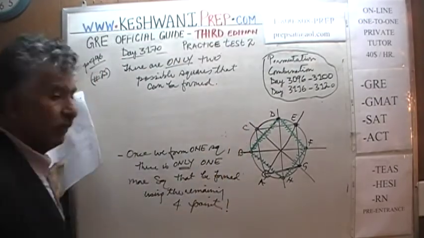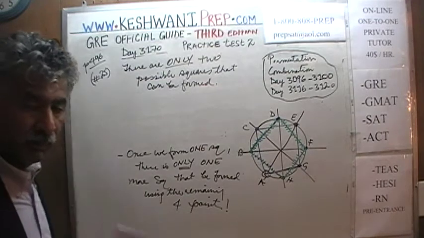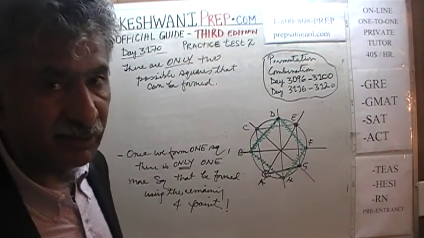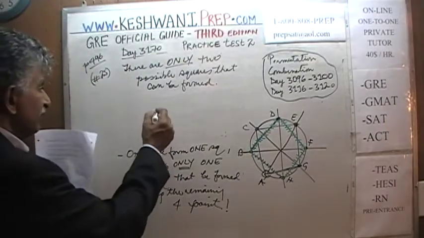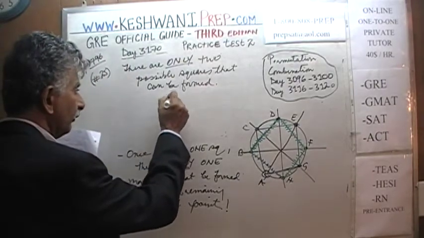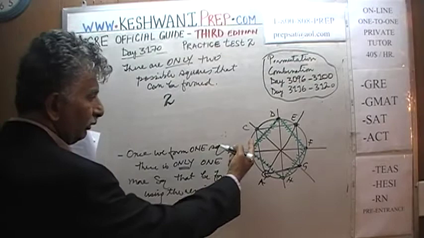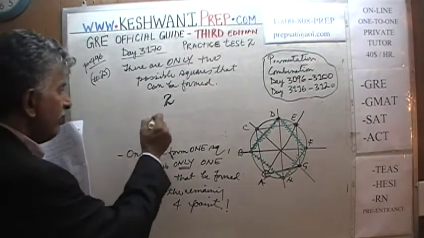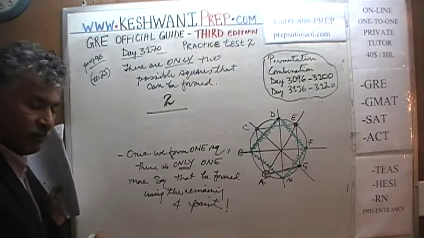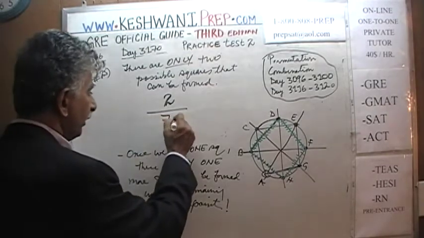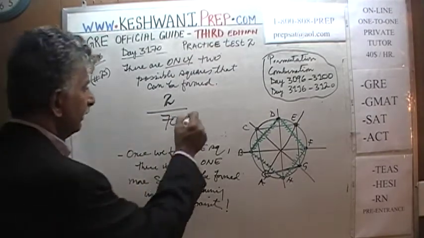So how many favorable outcomes are there? Favorable outcome in the sense that we get what we want. What we want is a square. Well, there's only two possible ways. There are only two favorable outcomes. As you can see there, one in blue and one in green. Out of how many total possible quadrilaterals? Well, I just erased it. Out of 70 possible quadrilaterals. That's our answer.